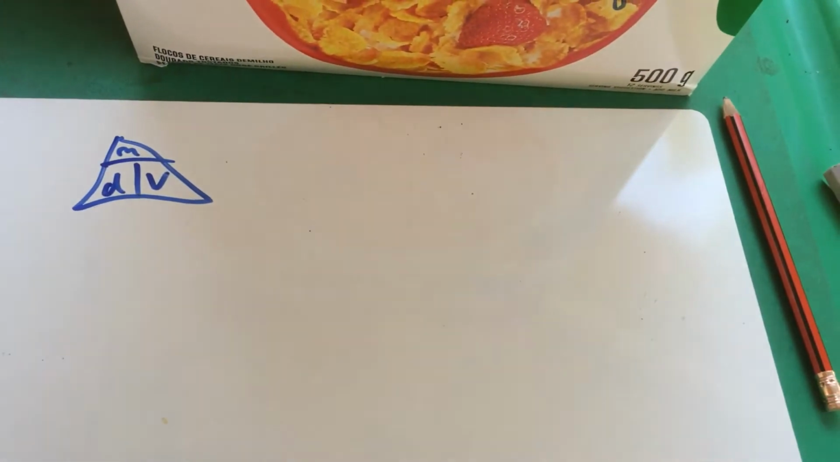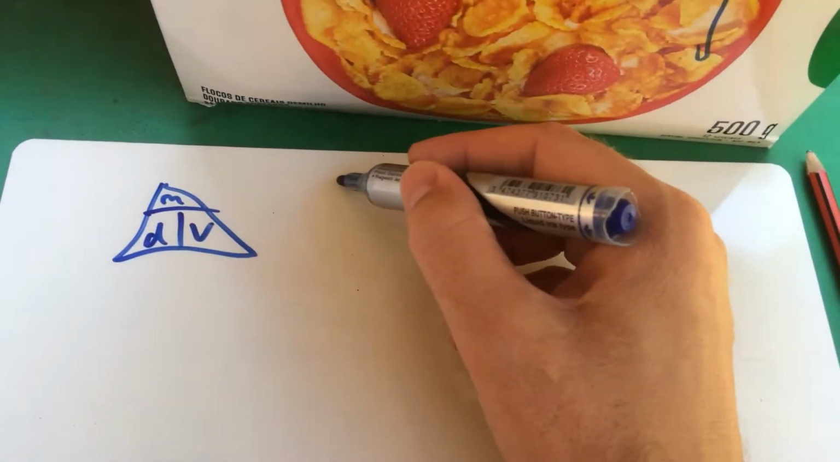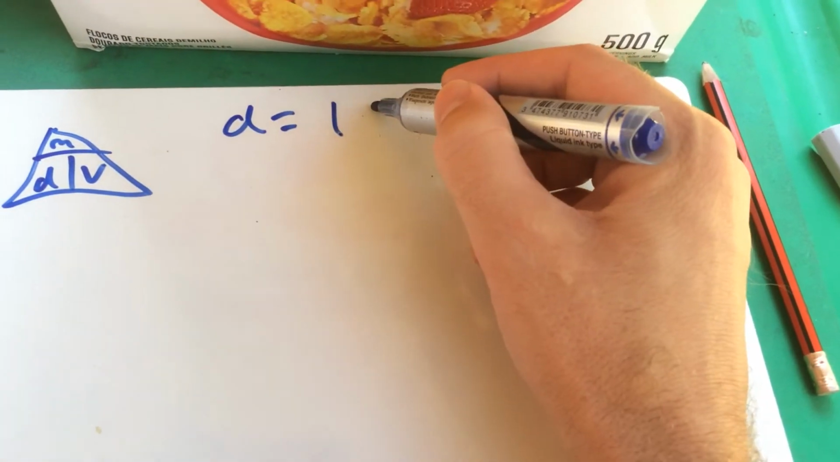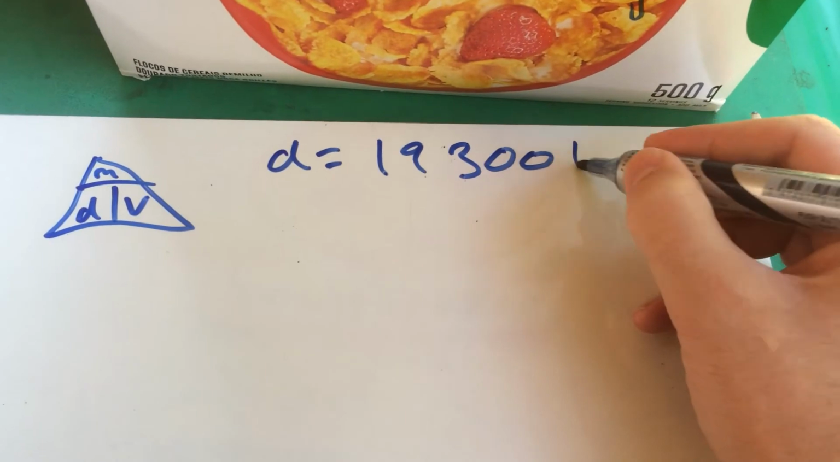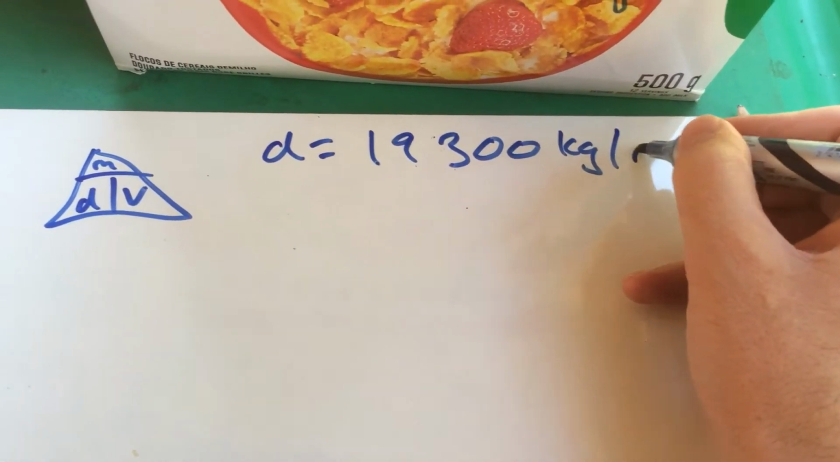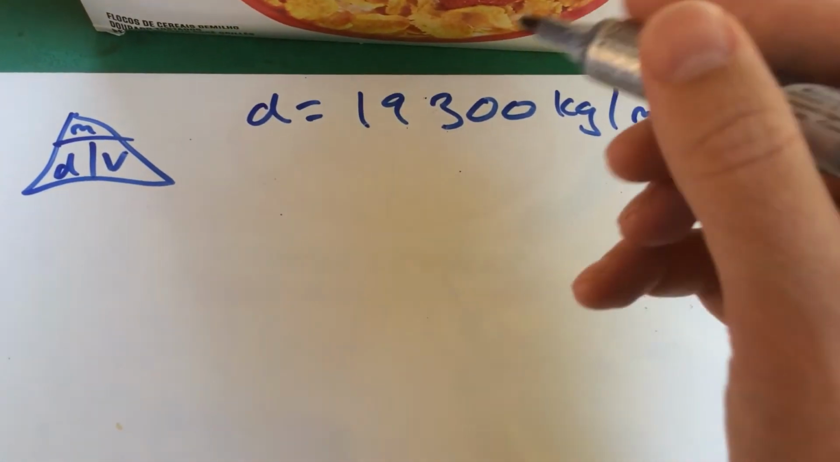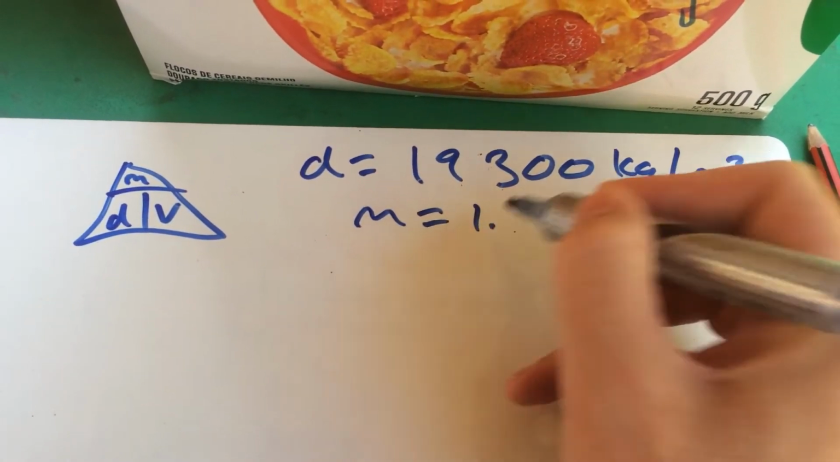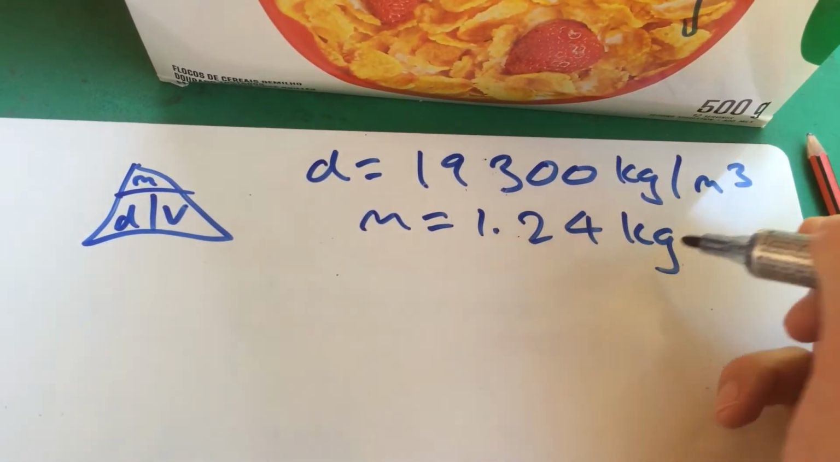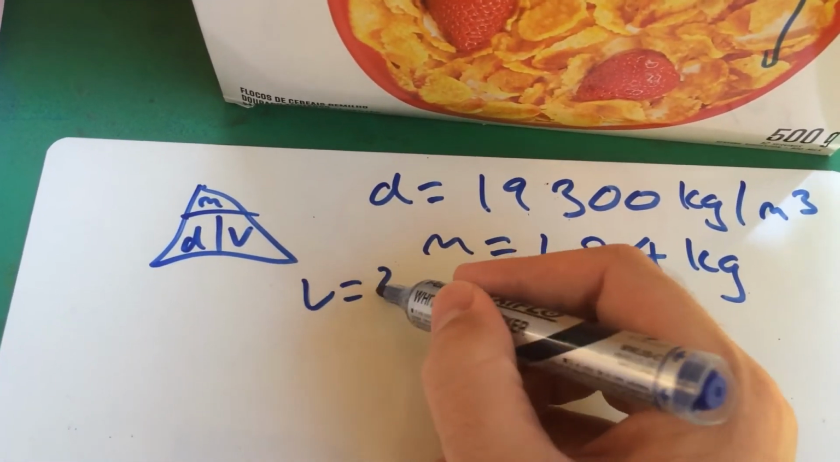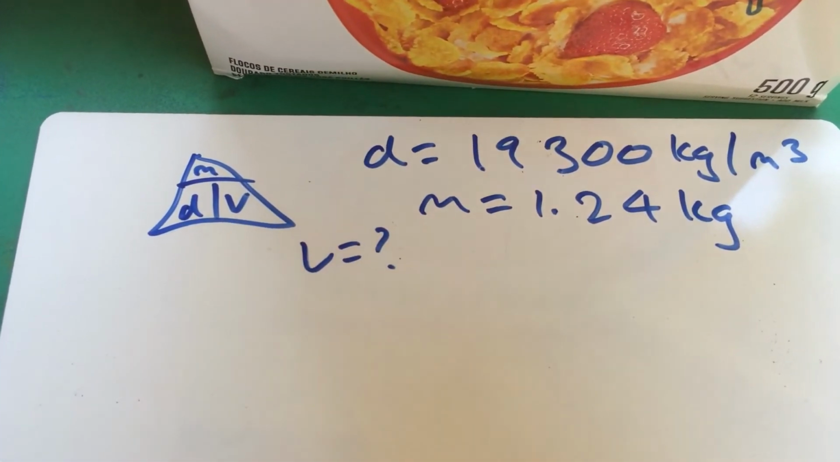So now say we've been given the density, which is 19,300 kilograms per meter cubed, and we've been given the mass at 1.24 kilograms, and we've got to work out its volume. So we need to rearrange that equation.